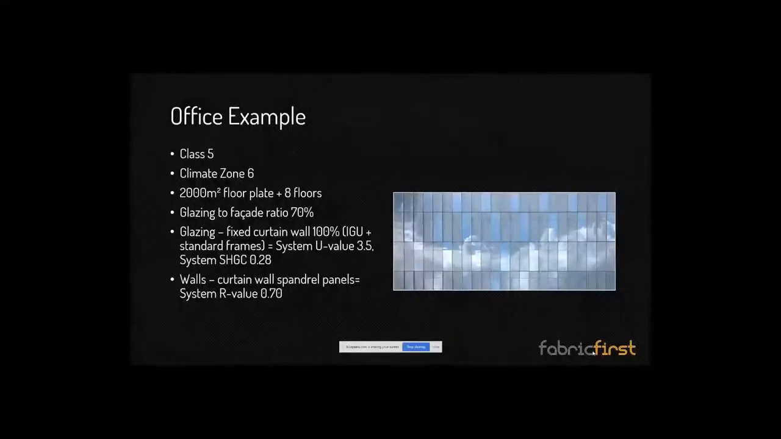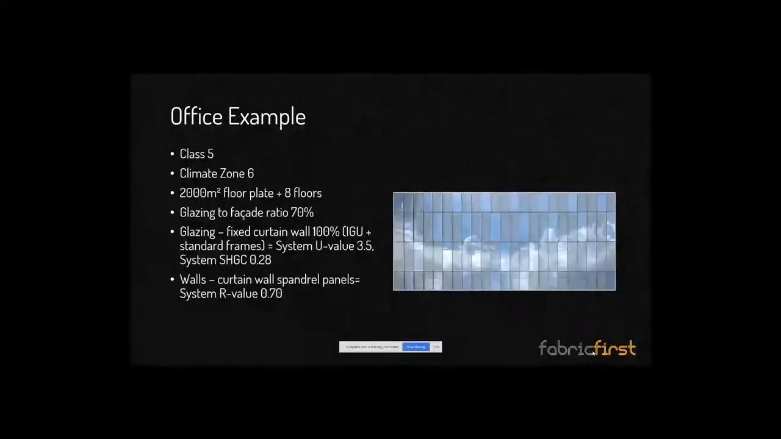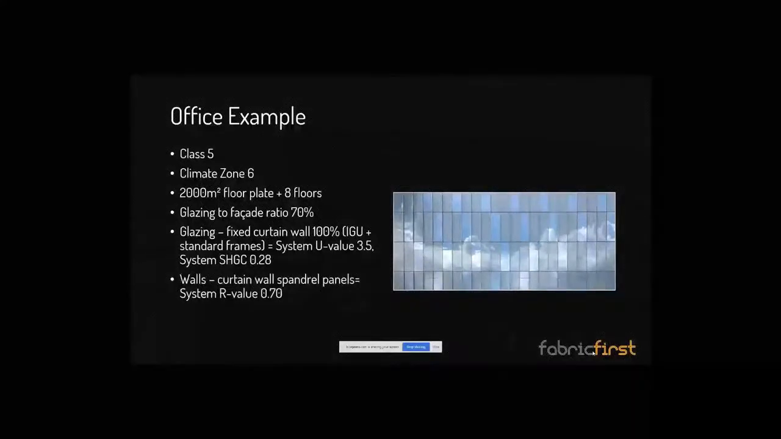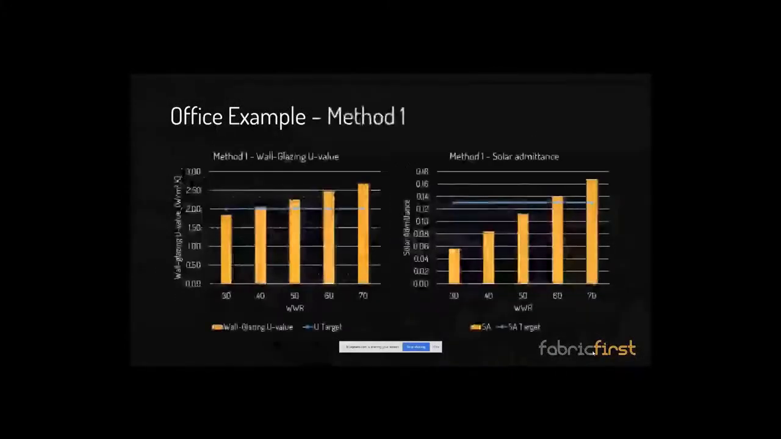It's a fixed curtain wall system. Standard IGUs and frames. System U value of around 3.5. It's not a good performing system, but it's very, very typical. We looked at this for years. And a spandrel value of R0.7. So you can see the spandrel value isn't even meeting that R1, but that's me just driving home a point.